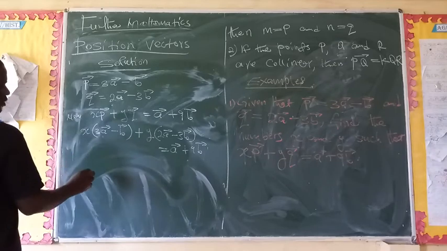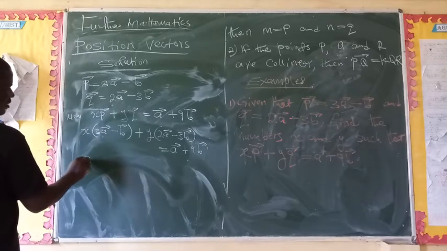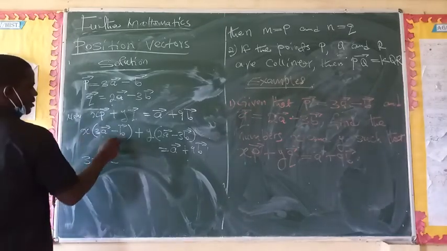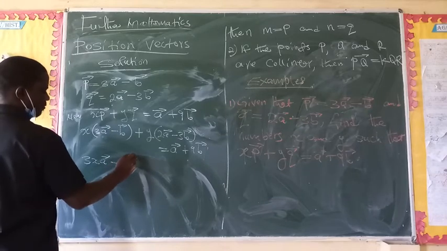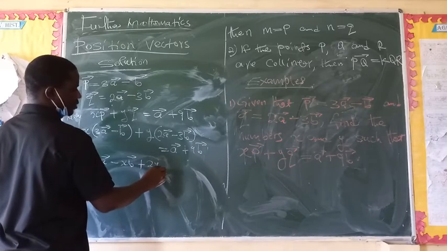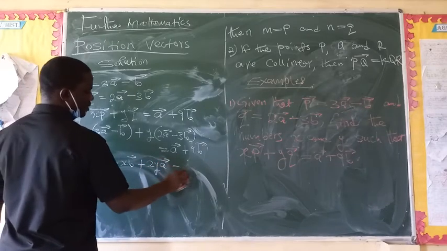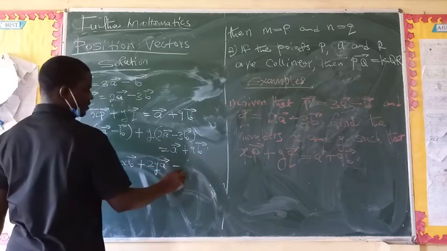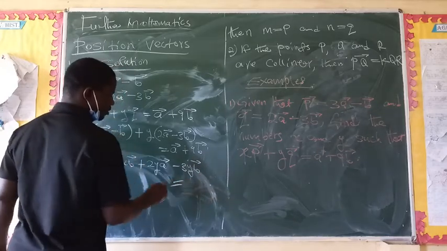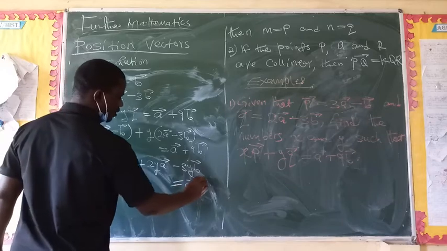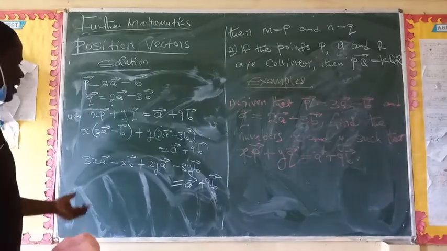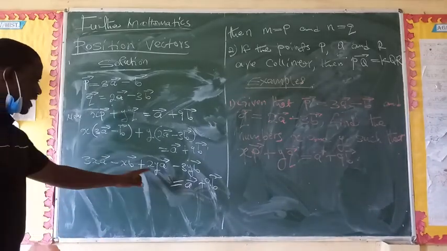Now, open this bracket. You're going to have 3x vector A. See? Minus, open this, you are going to have x vector B. Plus, open this bracket, you are going to have 2y vector A. Minus, open this bracket, you are going to have 3y vector B. All will be equal to vector A plus 9 vector B. See that? That's it. Now, clearly you can see that all the terms containing A, I can put them together.